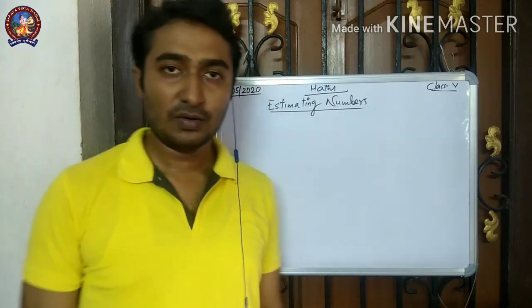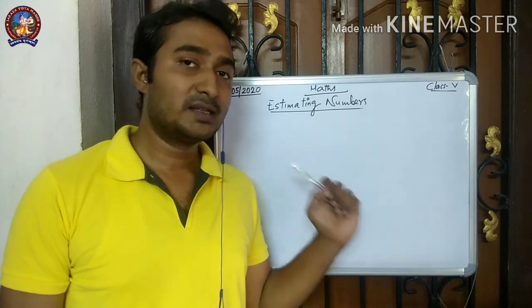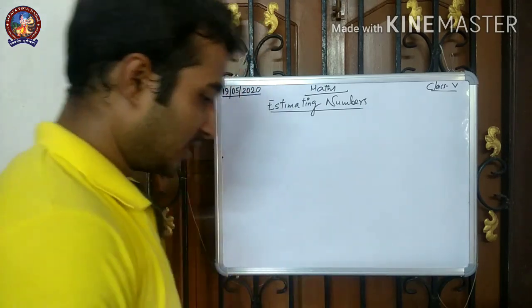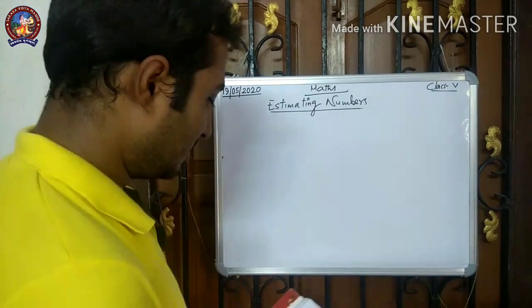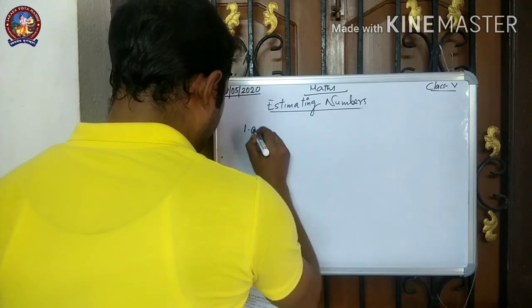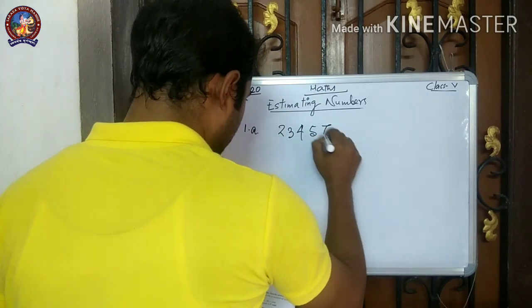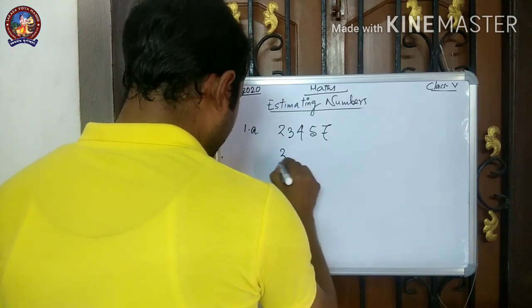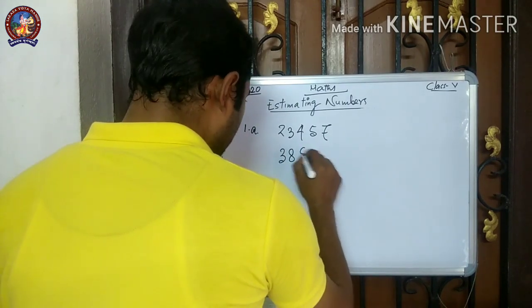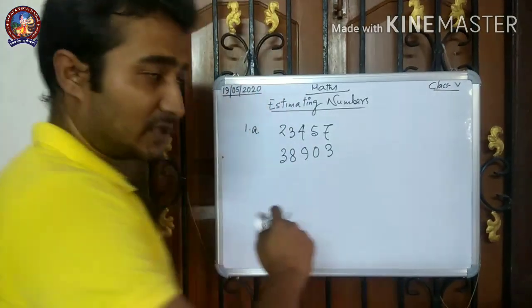Now we are going to learn about estimating numbers. First, estimating sums and differences. Let's take some examples from your book. Here is example 1A: 2, 3, 4, 5, 7 and 3, 8, 9, 0, 3. We have to estimate the sum.